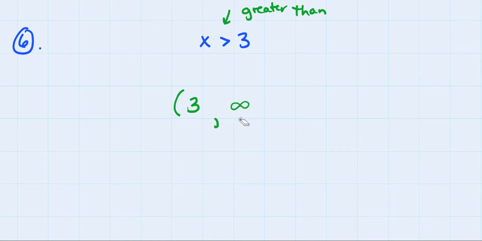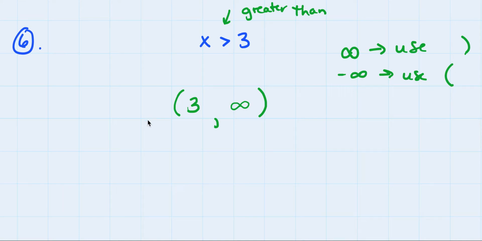Now we have to figure out what kind of sign to use, a parenthesis or a bracket. Turns out that we're going to use parentheses whenever we see an infinity sign. So if you have infinity, you use a parenthesis. It depends on if the infinity is on this side, where you'll use negative infinity and put a parenthesis here, or on this side. If you have infinity, you're going to use this one. And if you have negative infinity, you're going to use this parenthesis, because it's always going to be on the left.